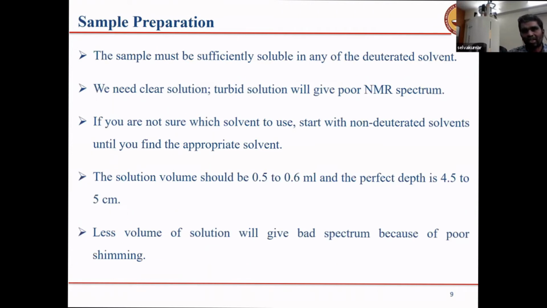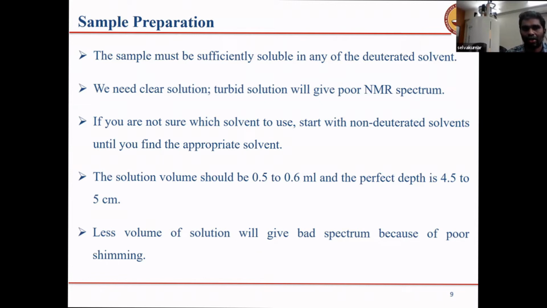Okay, the sample must be sufficient. Now our samples are ready. The sample tube is ready. Now the next step is solubility. Our sample must be sufficiently soluble in the deuterated solvent. We need a clear solution. A turbid solution will give a poor NMR spectrum.